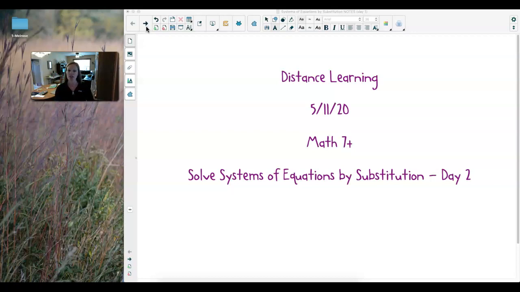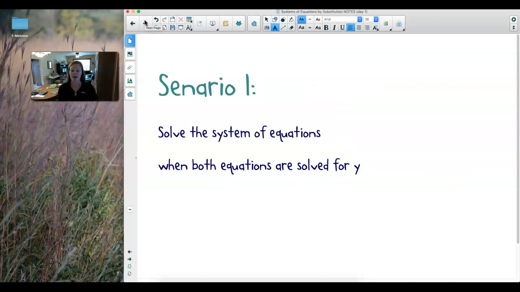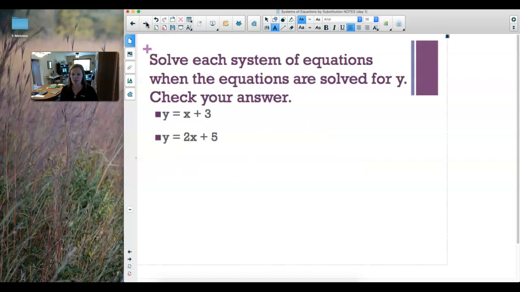Okay, we're going to look at two scenarios today. The first scenario is solving the system of equations when both equations are already solved for y. And that really makes it kind of nice and hopefully pretty simple. Looking at this system, we have two equations and two variables, x and y. We're going to solve the system when the equations are solved for y.